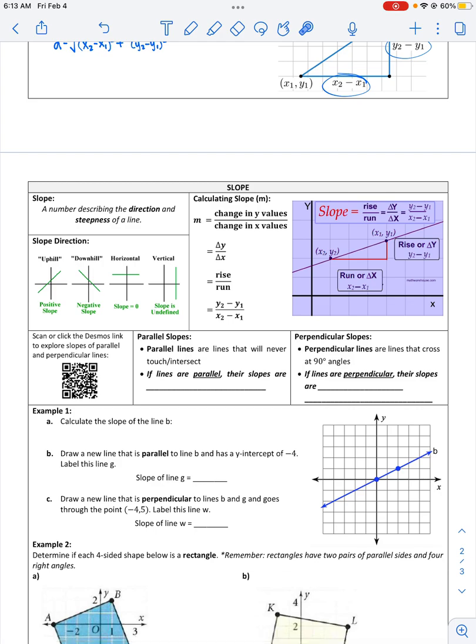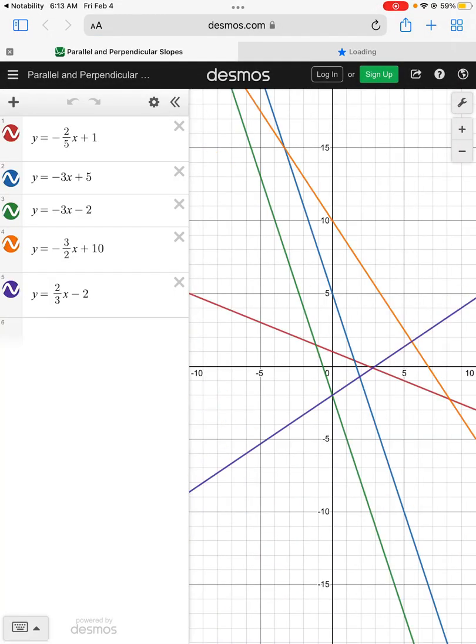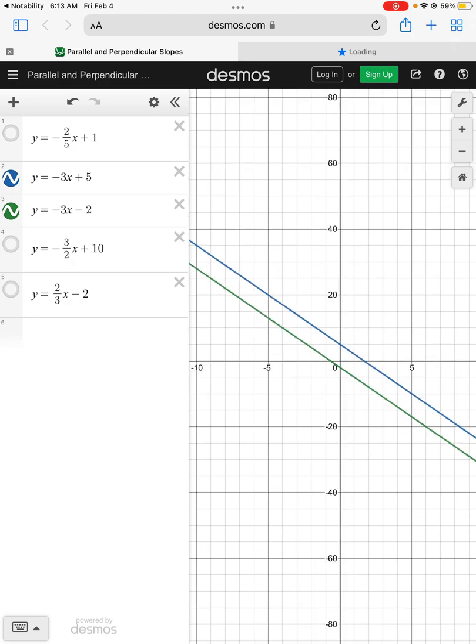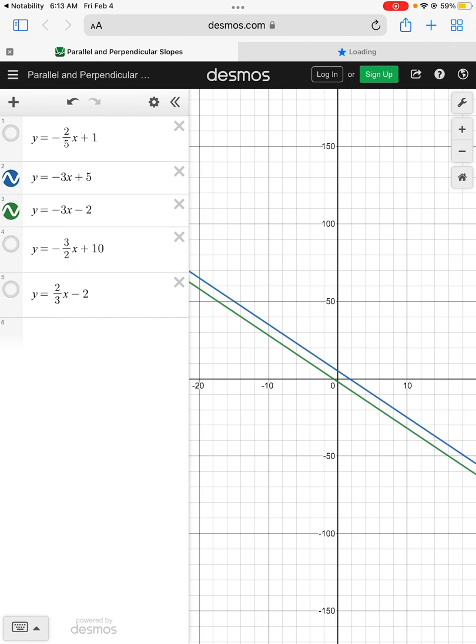So what we are going to focus on with slope in geometry right now is understanding if lines are parallel to each other by using their slopes, or perpendicular to each other by using their slopes. If we click this little Desmos link, I graphed some lines, and you can mess around with this to get an understanding yourself, but I'm going to just focus on the blue and green lines. Notice how no matter how much I zoom out or change, those lines are never going to intersect. So the blue and green lines are parallel.